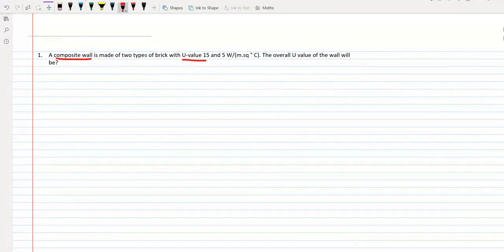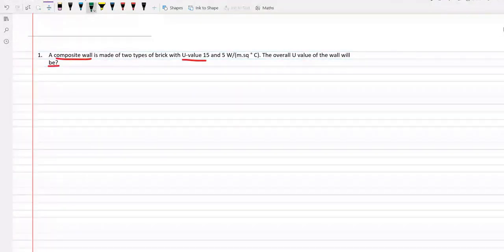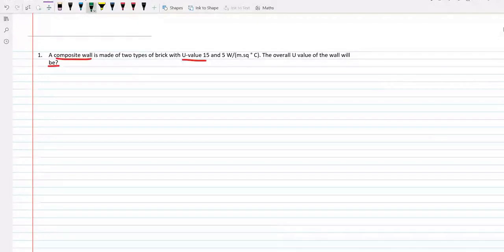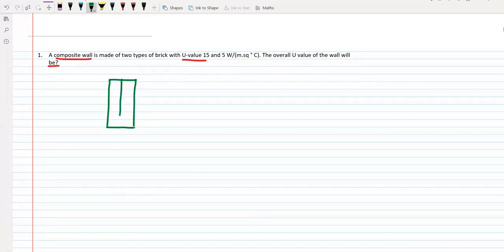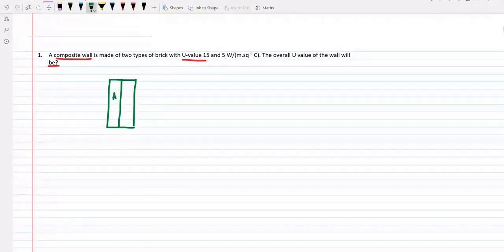The overall U value of the wall will be what? So what the question asked is, if you make the diagram, see, whenever we read a particular numerical question, we should always start with a diagram because that makes the question clearer and it reduces the risk of errors during the examinations. So it is made up of two materials because it's a composite wall, right? So let this be A, this be B. Fine.